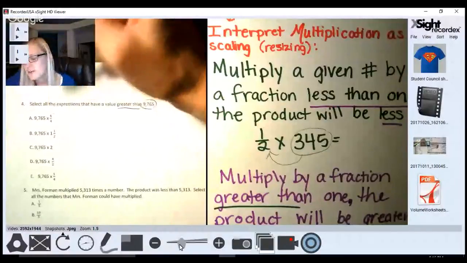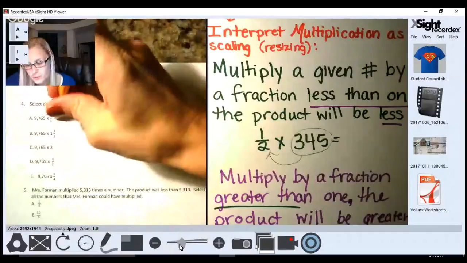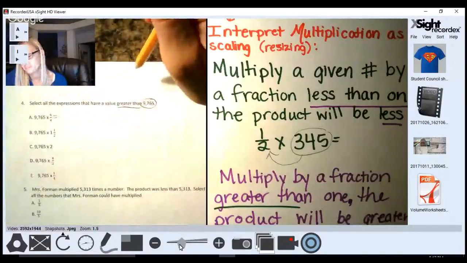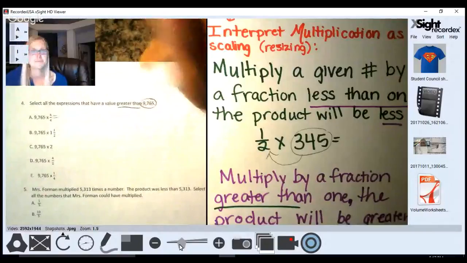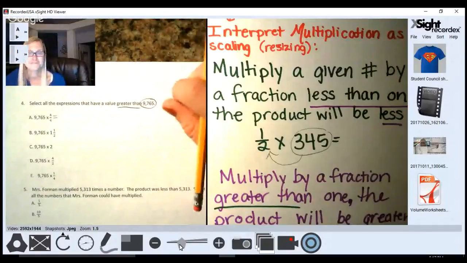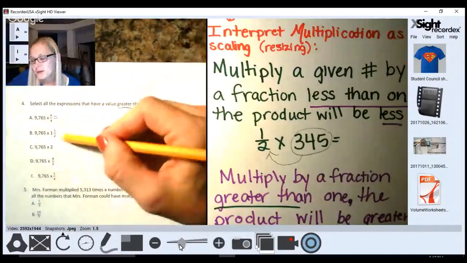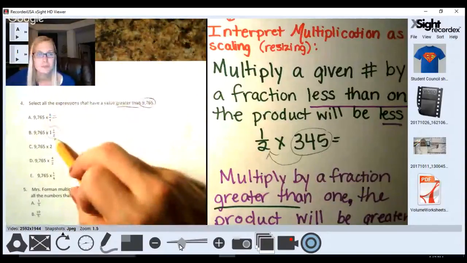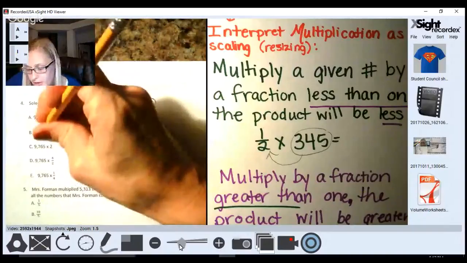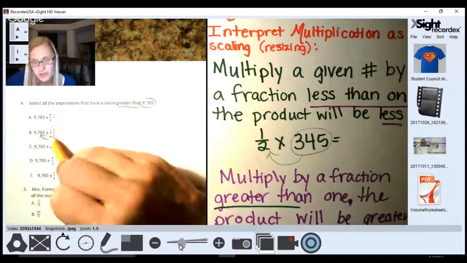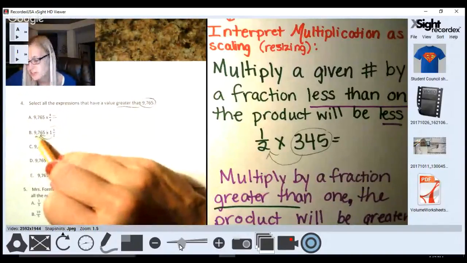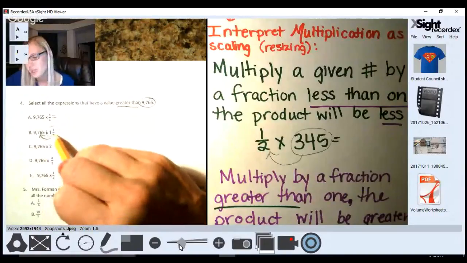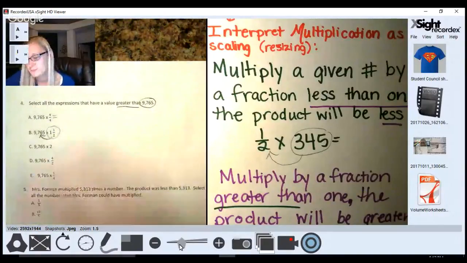Right, A does not work because, again, 4/4 is equal to 1 whole, so my answer would stay the same. Look at B. Does B work? B does work because I have 1 and 1/2, so I'm multiplying by a number greater than 1, which means I'm going to get 1 full share of the 9,765 and then half of another share. So B does in fact work.